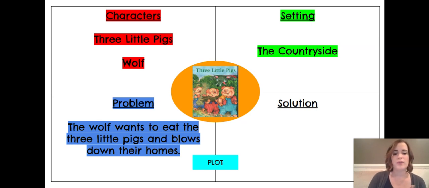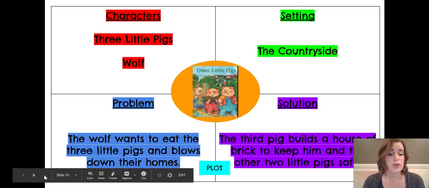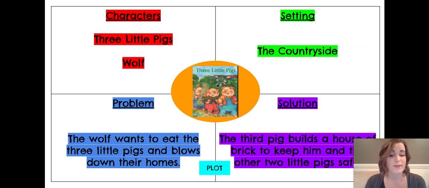So how do the Three Little Pigs solve that problem? How did they fix it? That is the question you should be asking. The Three Little Pigs build a house of brick to keep them and the other two little pigs safe. And that's their solution to their problem.